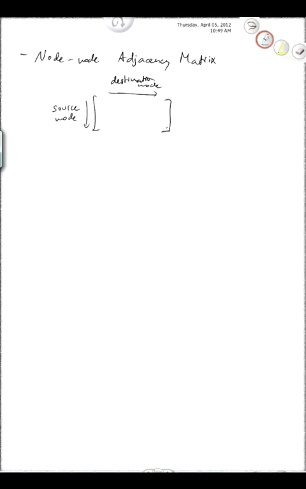So here's another idea for storing the edges of a graph. The basic idea comes from the fact that arrays have fast access. So let me introduce you to what's called the node-node adjacency matrix. The basic idea of a node-node adjacency matrix is the following. On the rows, I'm going to put the source node, and on the columns, I'm going to put the destination node of a particular edge.